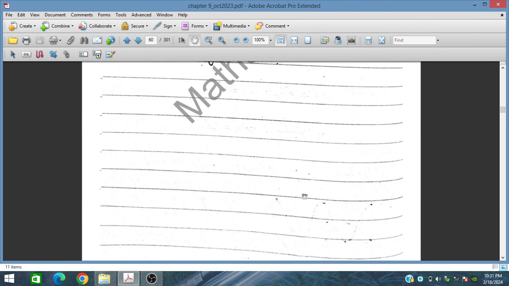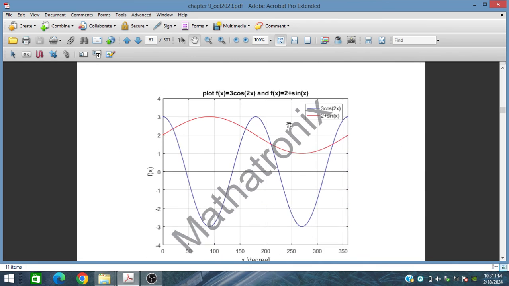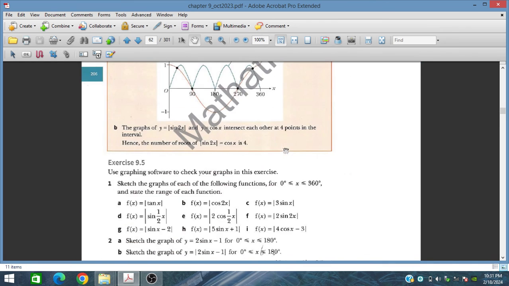Similarly, the other question can also be solved, and here we have seen this. In the next session, we will discuss exercise 9.5. Very important one.